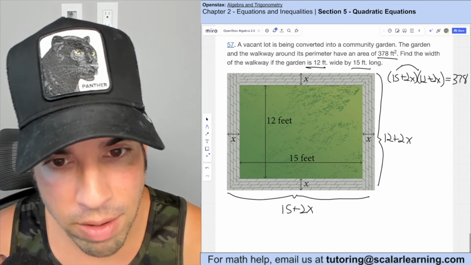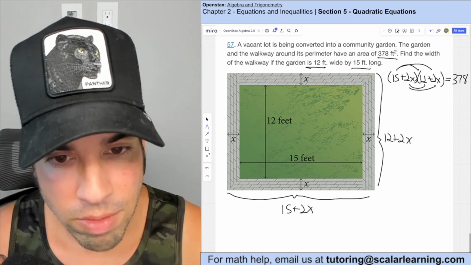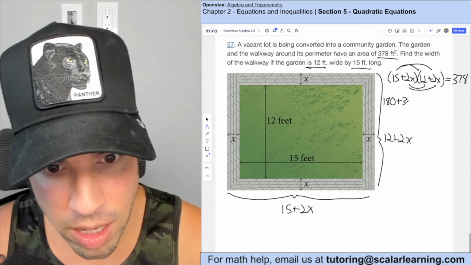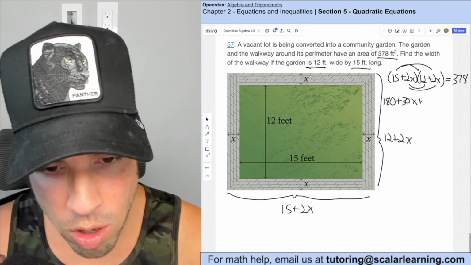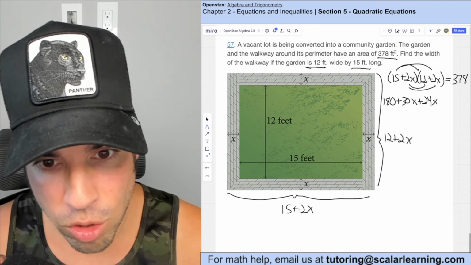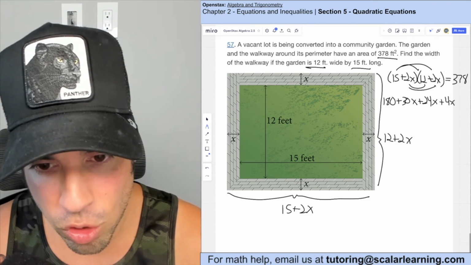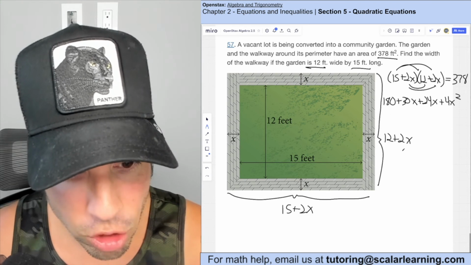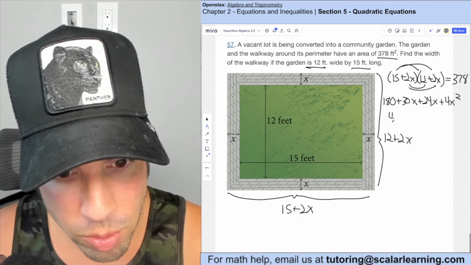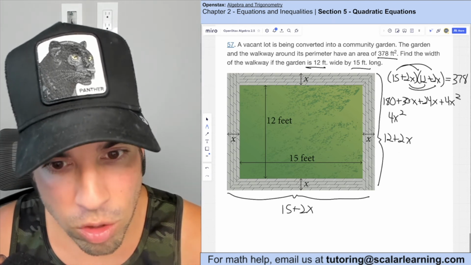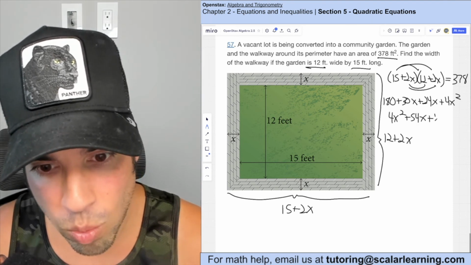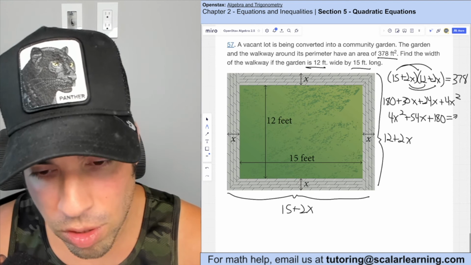Now we have to solve for x. First, I'm going to FOIL everything out and simplify. 15 times 12 is 180. 15 times 2x is 30x. 2x times 12 is 24x. And then 2x times 2x is 4x squared. And this all equals 378 still. Now we'll combine like terms: 4x squared, 30 and 24 make 54x, plus 180 equals 378.